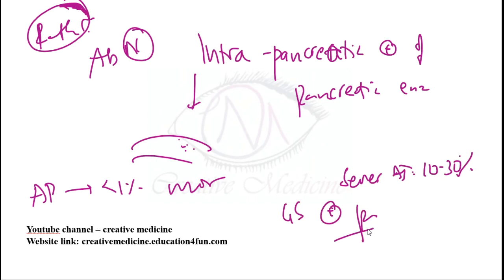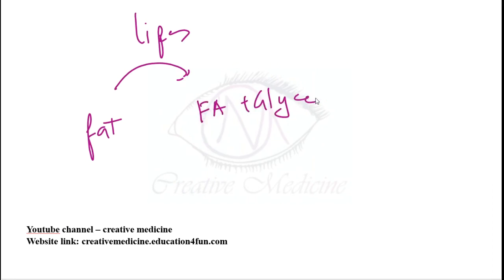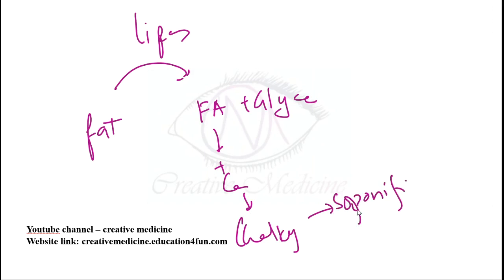The pancreatic enzymes also contain lipases. These lipases will digest the fat of the greater omentum, and it converts into fatty acid and glycerol. These fatty acids will combine with calcium, resulting in chalky deposits. These chalky deposits will undergo saponification, leading to hypocalcemia in these patients.